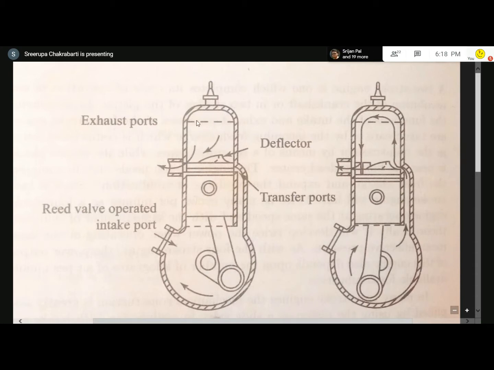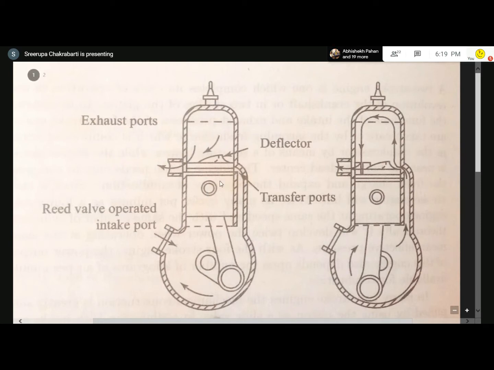poppet type valve. So how the charge will enter and how the charge will leave, for that here we have this kind of arrangement, which we call the intake port. Instead of valve, we call the port, P-O-R-T, port. This is one port. This is also another port, which is called the transfer exhaust port. Exhaust port. This is the intake port, and this is the transfer port.